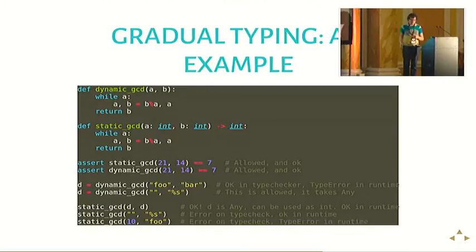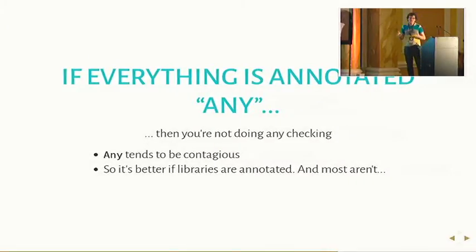So that's really nice. So you can annotate everything as any, but you are not given any interesting or useful information, because the any type tends to be contagious. You start returning any, so that gets assigned to your variables, and they get any as value, and you pass them around, and that information is lost. So it's much better if your code and your libraries are annotated. And most libraries right now aren't annotated, except for a large part of the standard library.